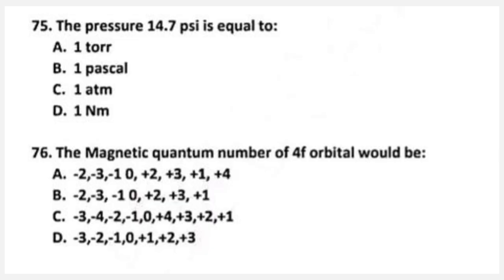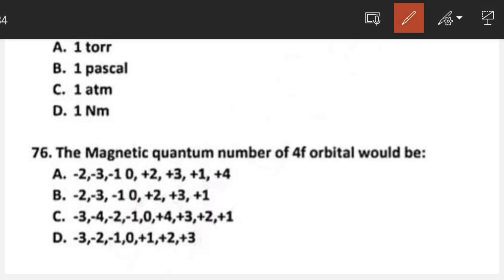Question number 75 is: the pressure 14.7 psi is equal to: option A is 1 torr, option B is 1 pascal, option C is 1 atm, and option D is 1 newton into meter. Here the correct option will be 1 atm, because 14.7 psi equals 1 atm of pressure. So the correct option will be option C, 1 atm.